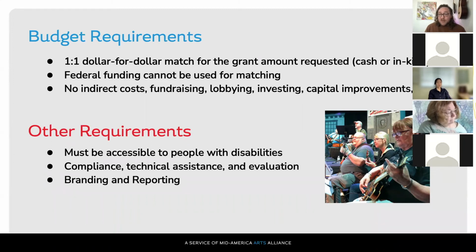And to ensure that, federal and other Mid-America grant funding procured or pending that will be applied to this project must be included in the budget. The following costs are not allowable expenses in the project budget. Indirect costs are not allowable. Debt repayment, trusts, endowment funds or investment, fundraising activities, lobbying, capital improvements. These are activities that cannot be funded.